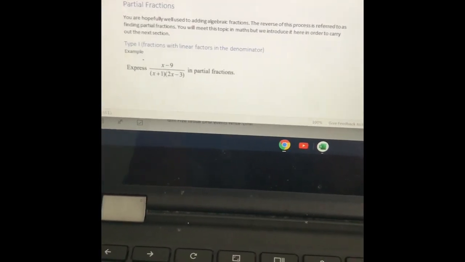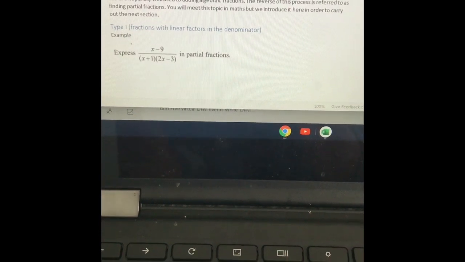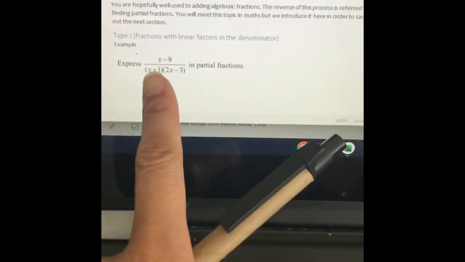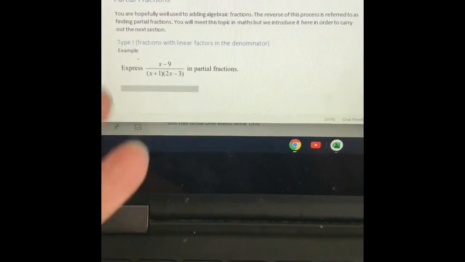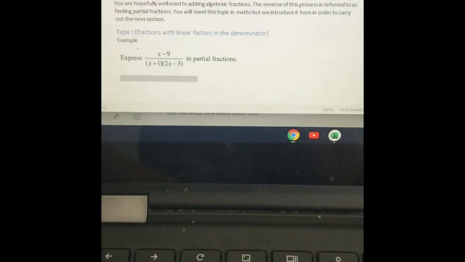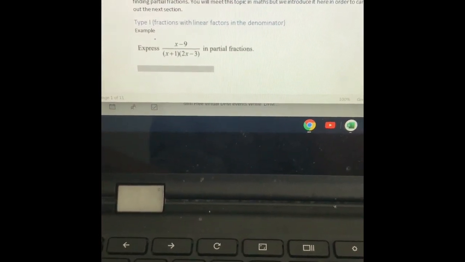So you're quite used to adding algebraic fractions, to combine two fractions, three fractions. The reverse of that, where you have one single fraction, and you want to split that into two, maybe three fractions, is called partial fractions. You'll be covering it in normal maths as well, but we do three types in further maths. We only do two types in normal maths.